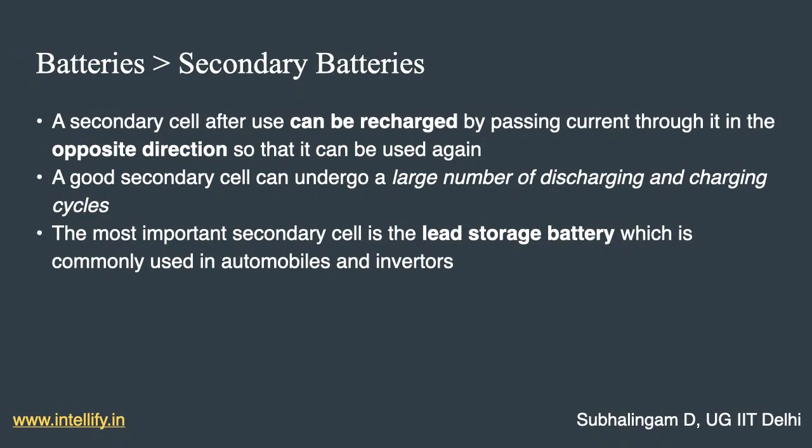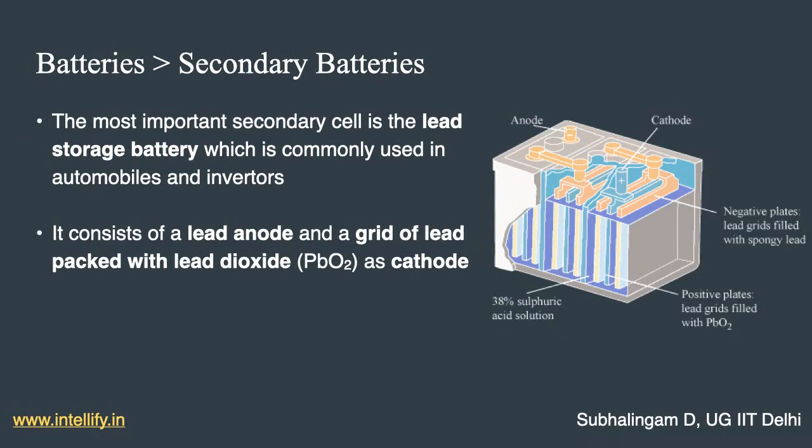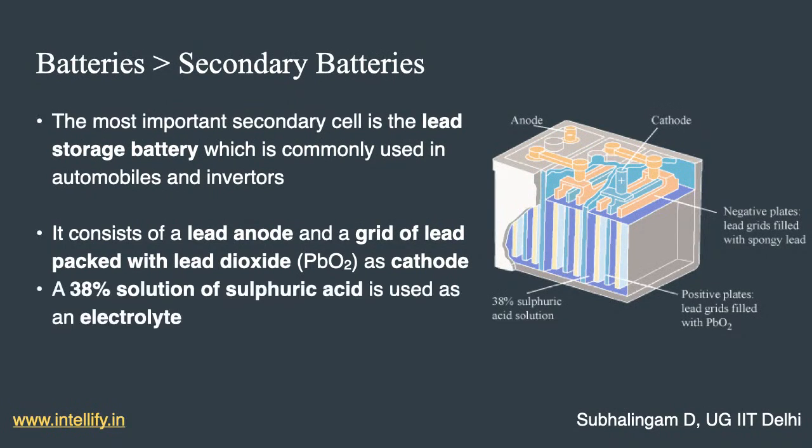You might have seen one of the secondary batteries in your car. The car batteries are in fact secondary batteries, and you recharge them sometimes when the battery dies. So this is a sketch of the lead storage battery on your right. It consists of a lead anode and a grid of lead packed with lead dioxide, that is PbO2, as cathode. So the anode is lead, the cathode is a grid of lead packed with PbO2. A 38% solution of sulfuric acid is used as electrolyte.